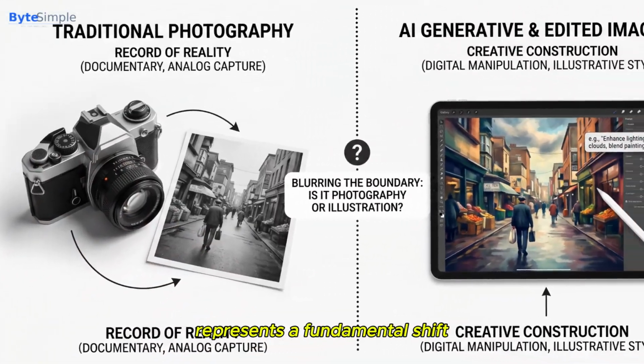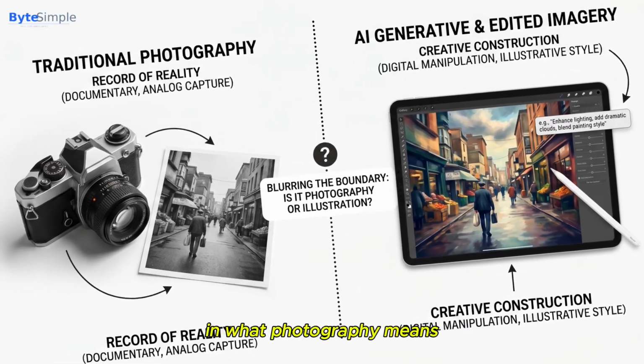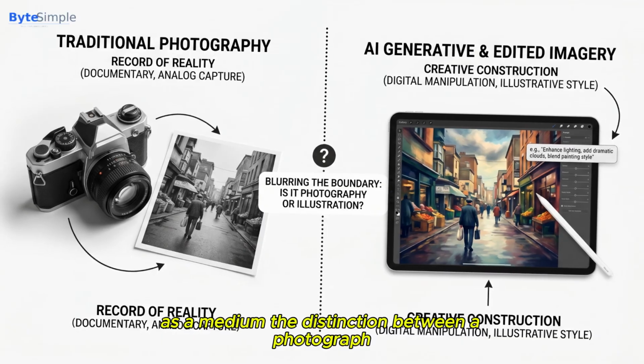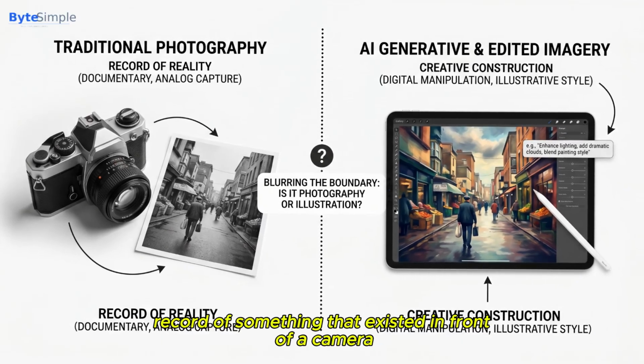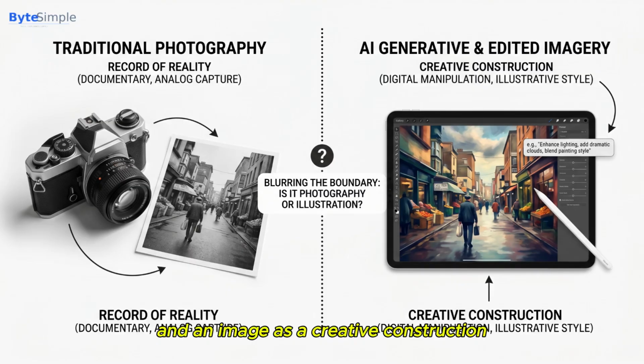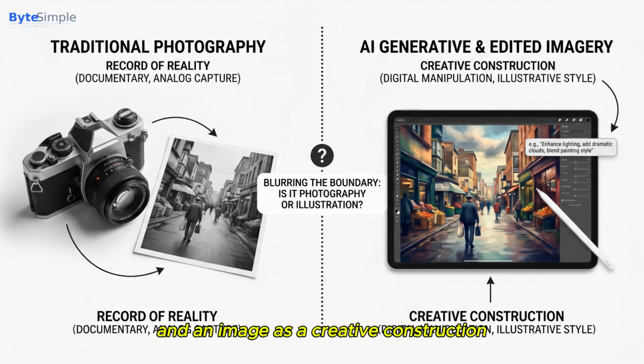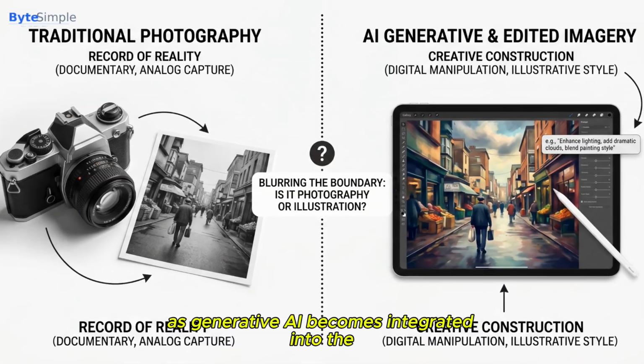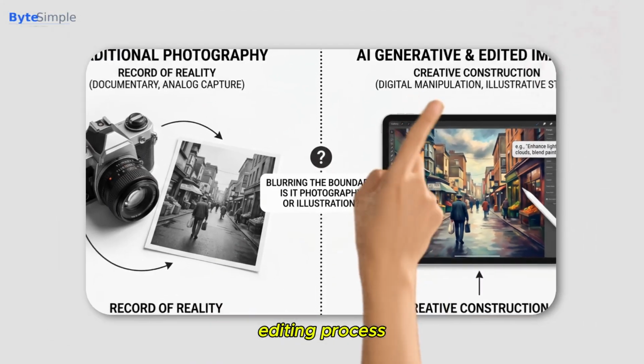The technology represents a fundamental shift in what photography means as a medium. The distinction between a photograph as a record of something that existed in front of a camera and an image as a creative construction is becoming progressively less meaningful as generative AI becomes integrated into the editing process.